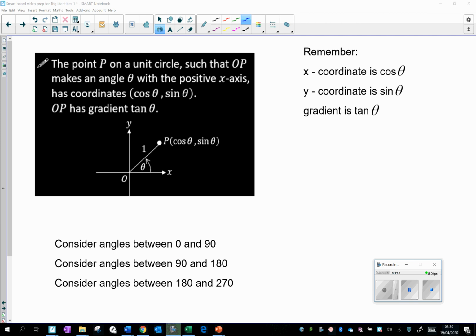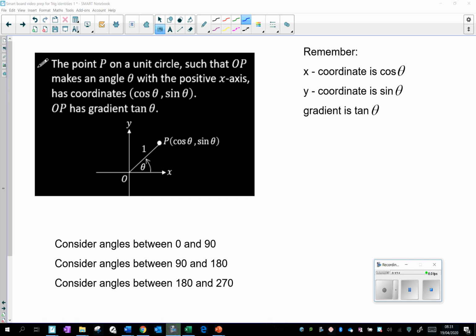Okay, so just to recap the previous page, remember, as this point P travels around this unit circle, a circle which has a radius of 1, the x coordinate wherever P is, is cos theta. The y coordinate is the sine of the angle, and the gradient is always tan theta.